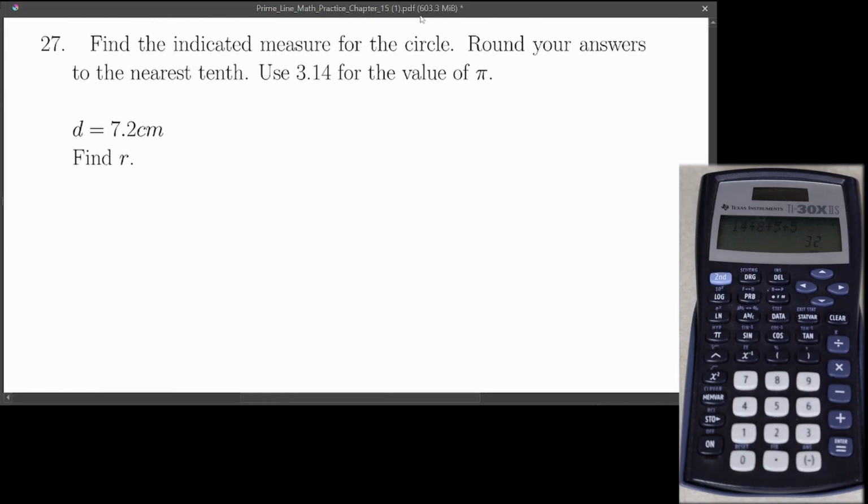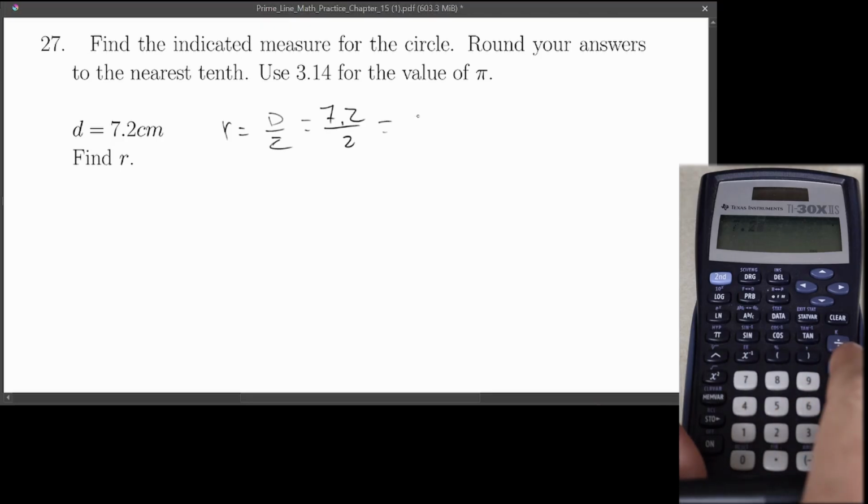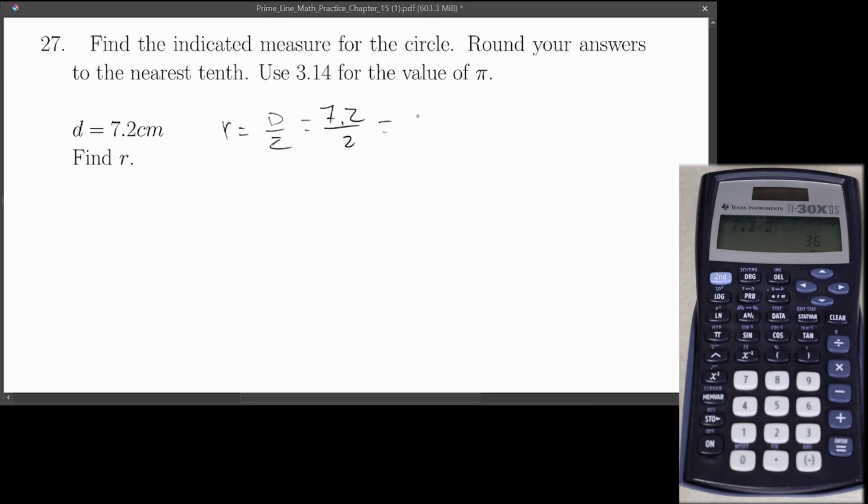Okay, here we want to find the radius, so remember that our radius equals our diameter divided by 2. And so we can get 7.2 divided by 2, and we get 3.6. And our units are centimeters.